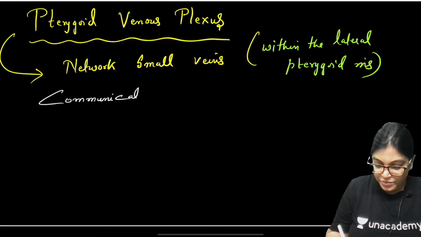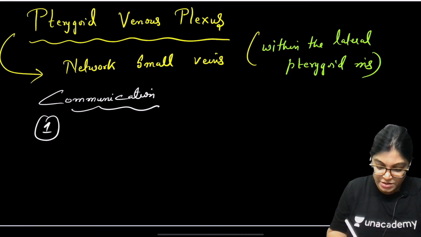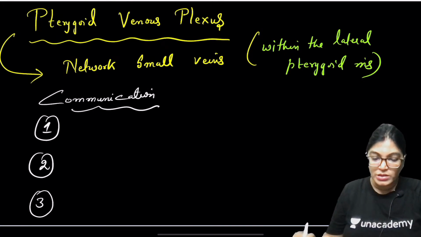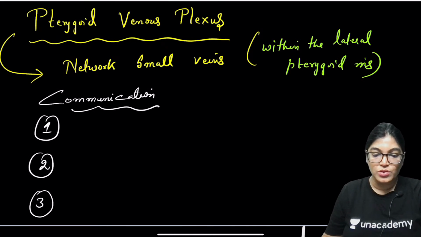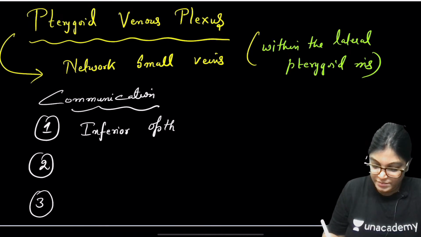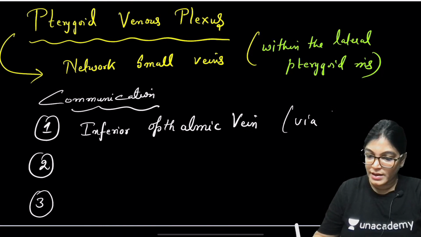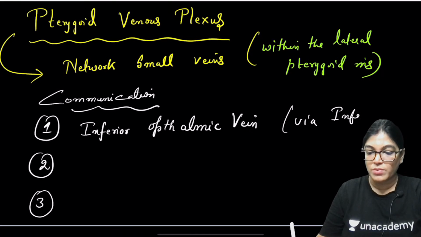So let's write a few important points about the communication. It is forming three important communications, which were seen in the diagram also. It is forming communication with the inferior ophthalmic vein. What is the route? The route is via the inferior orbital fissure.